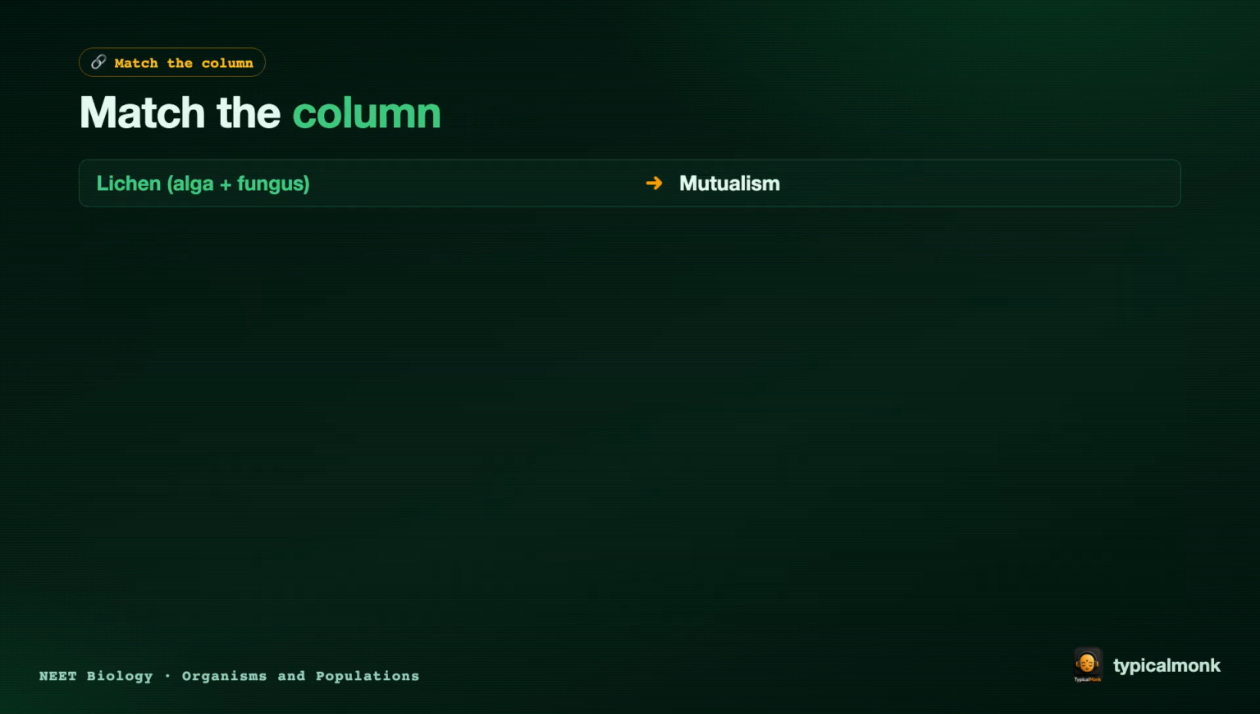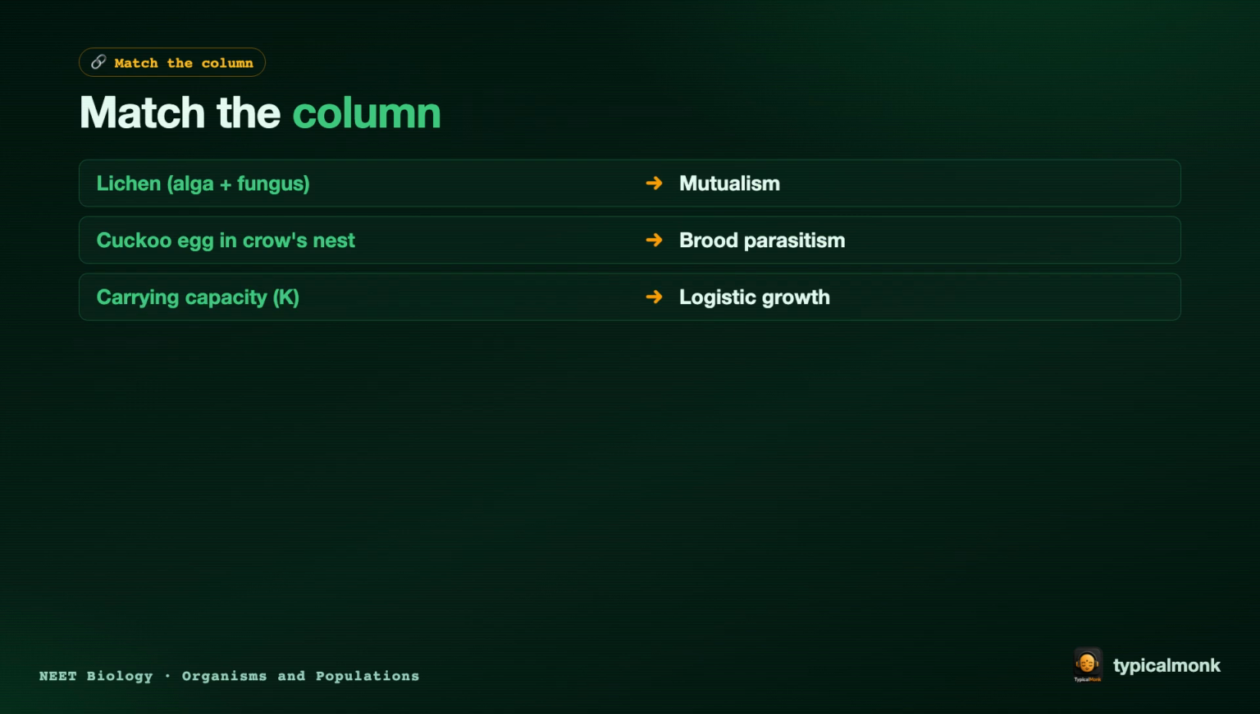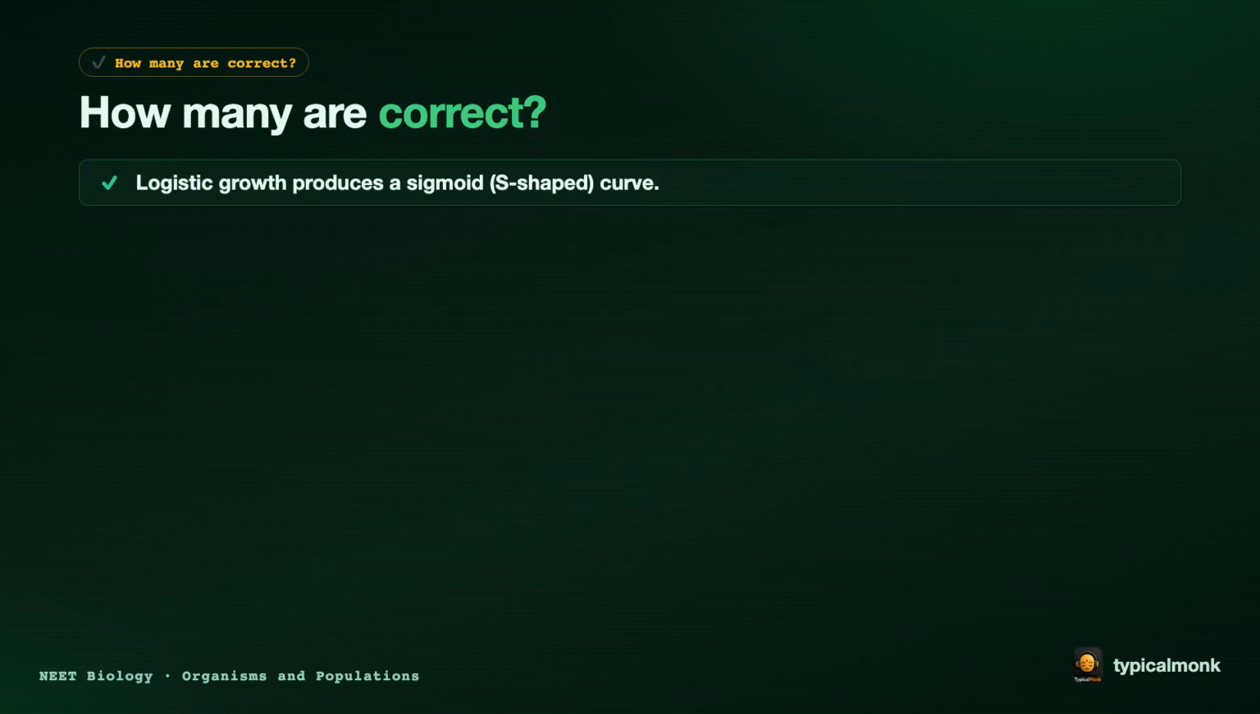Now the second drill, match the column, make the correct pair. Lichen, that is alga and fungus, mutualism. A cuckoo egg in a crow's nest, brood parasitism. Carrying capacity, that is K, logistic growth. And competitive exclusion, Gause.